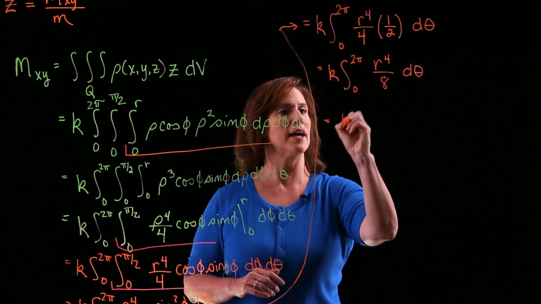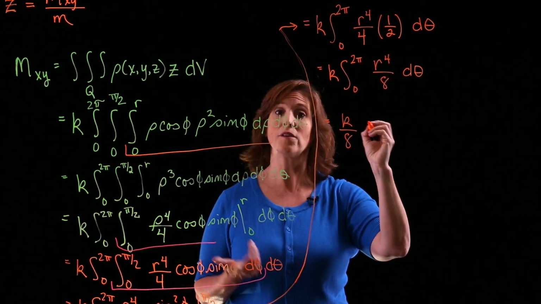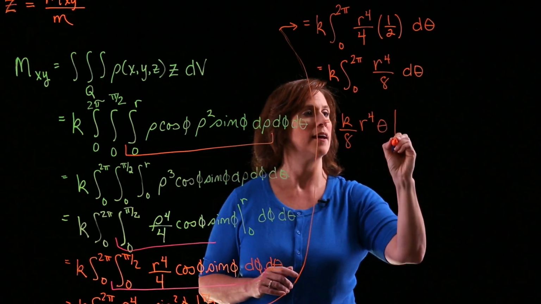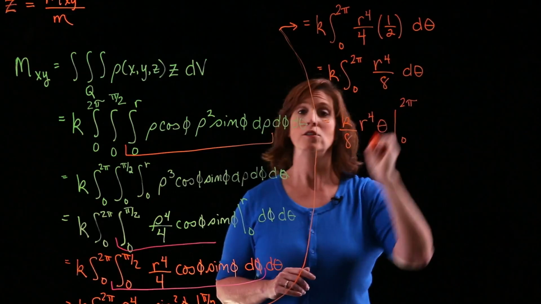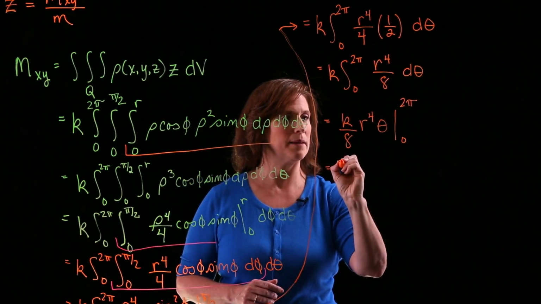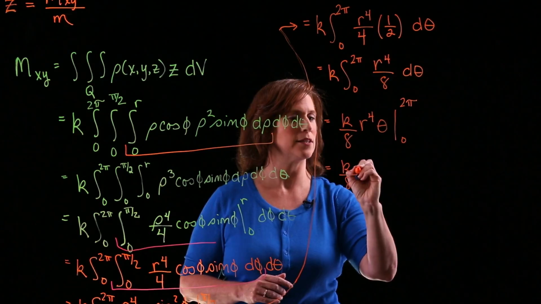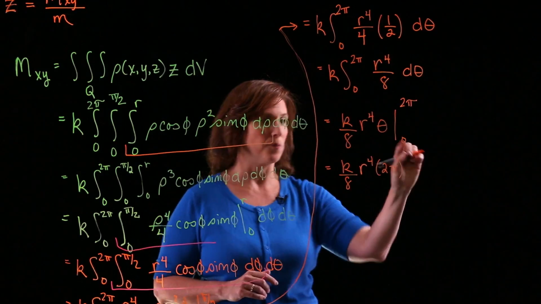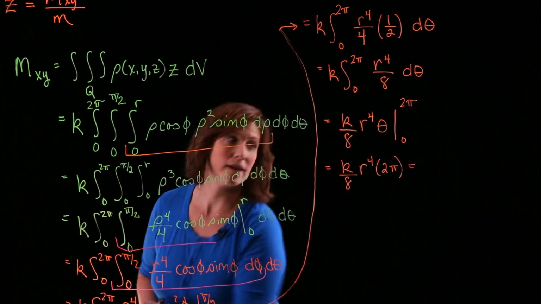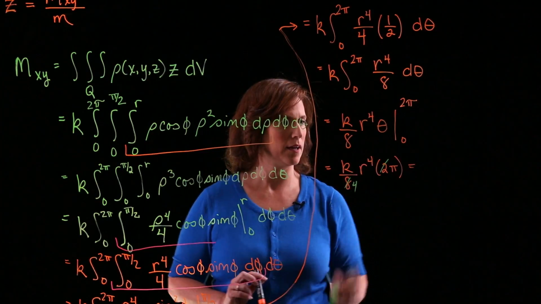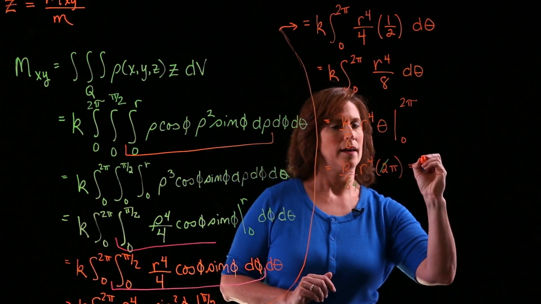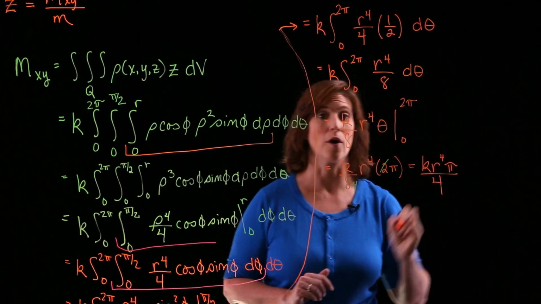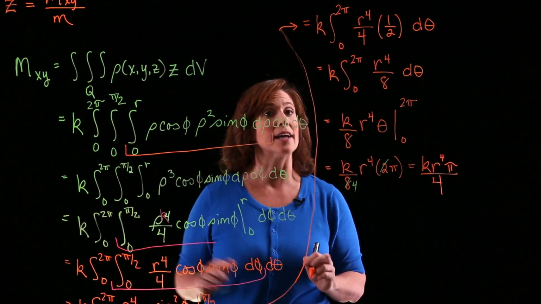Okay, I'm ready for my last integration problem. So that 8 will pull out, and I have a k over 8. R to the 4th is also a constant, so that pulls out. And the integral d theta is just theta, evaluated from 0 to 2 pi. Plugging in my upper limit, I have k over 8, r to the 4th times 2 pi minus 0, which, if I cancel, is going to be k r to the 4th pi divided by 4. So that's my moment about the xy plane.